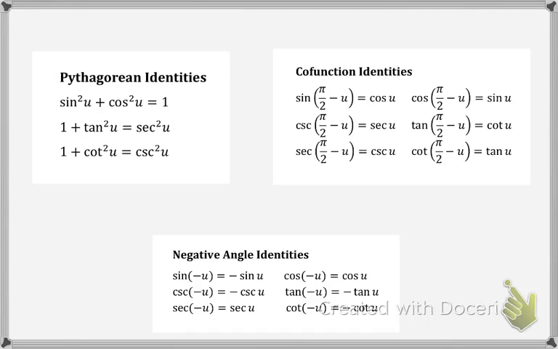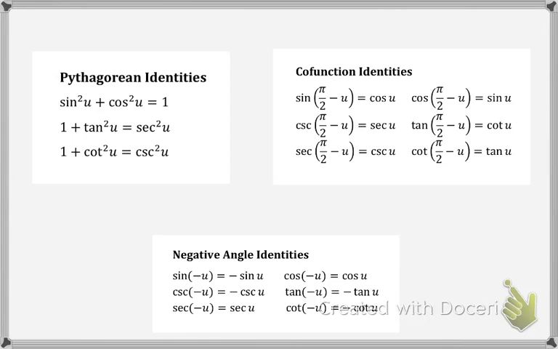And then the last set, secant of pi over 2 minus u is equal to the cosecant of u. And the cotangent of pi over 2 minus u is equal to the tangent of u. So those are our cofunction identities. They just show some relationship between the angle that you're given and the 90 degrees. And it all relates back to your right triangles.